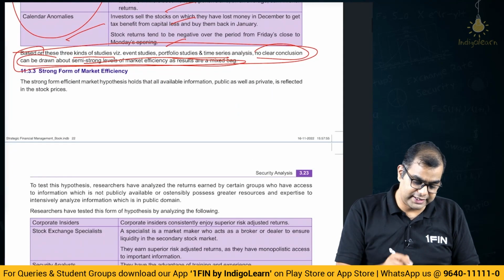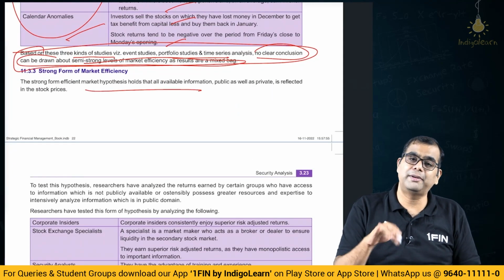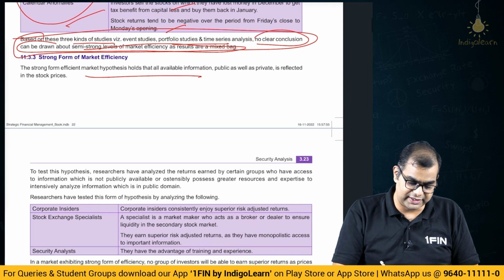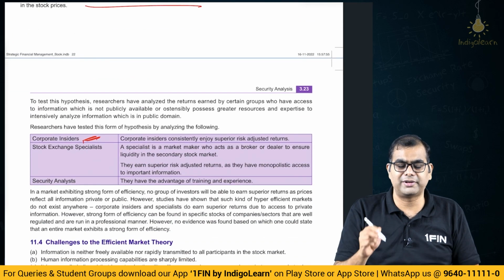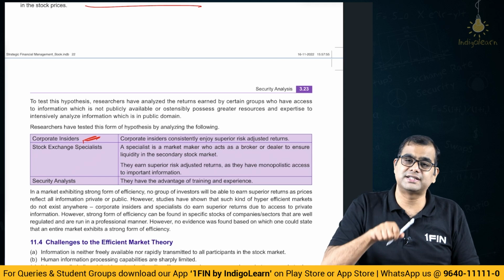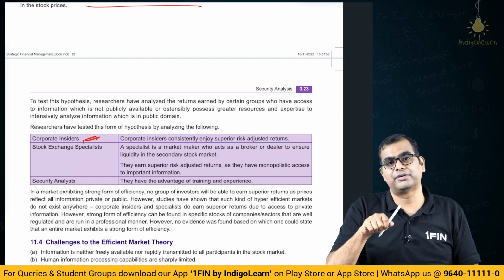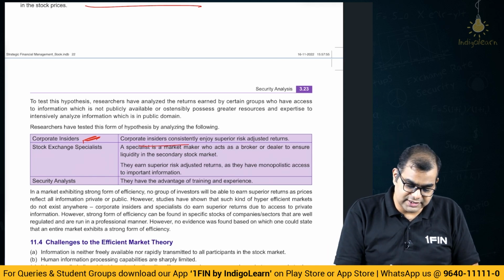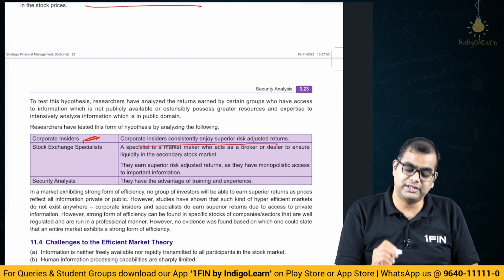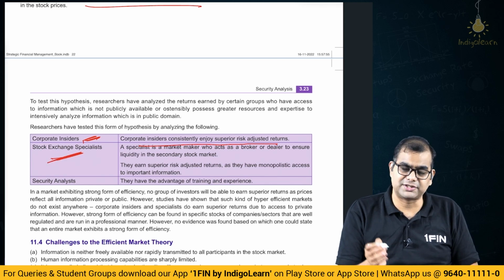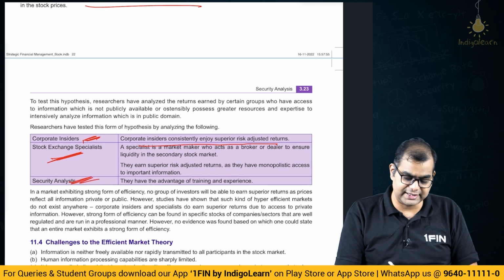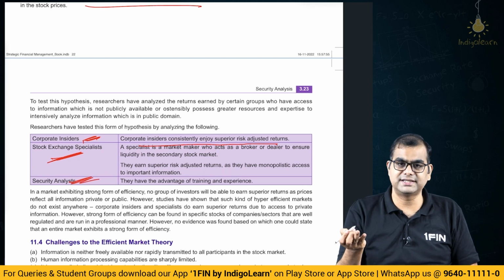Now, what is a strong market? In a strong market, not only public but even private information is reflected in stock price. So, corporate insiders, people like MD, CEO, chairman, board, they have information. If they are making more returns than the market, they have other information, right? So, corporate insiders consistently enjoy superior risk-adjusted returns. Same way, stock exchange specialists, people who are specialists in the market, and security analysts, they have training and advantage, all the research analysts and other people.